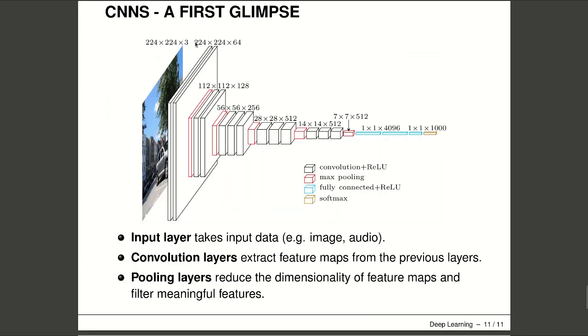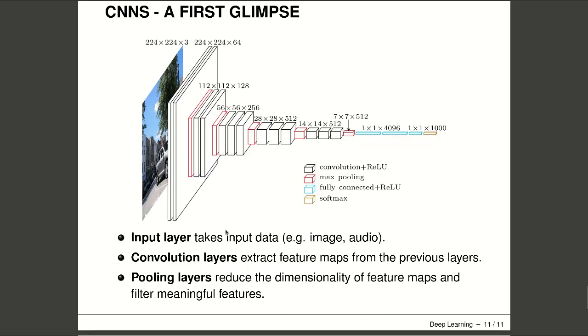Let's look at one CNN architecture. In the beginning, we have the input layer, which takes the input data, such as audio, text, or image. In this case, we can see one colorful image. Therefore, we have three input channels, and the size of the image is 224 by 224. The image is from the ImageNet dataset, and next is the convolutional layer.